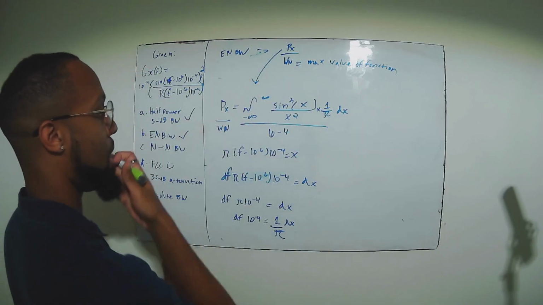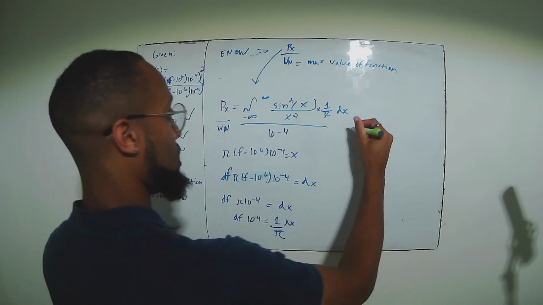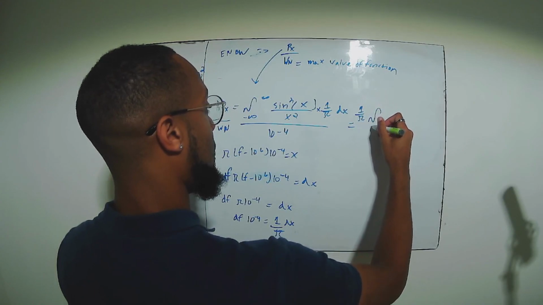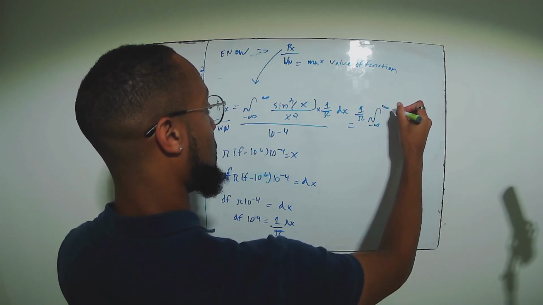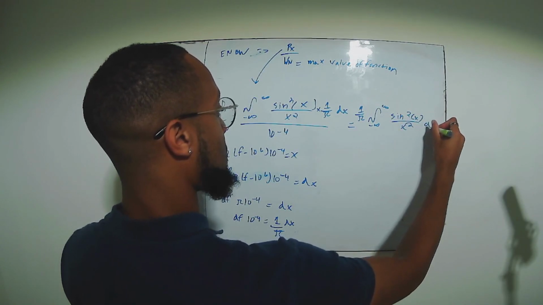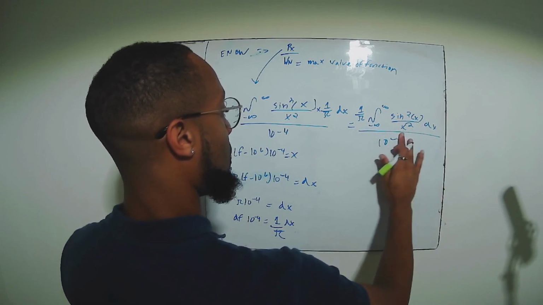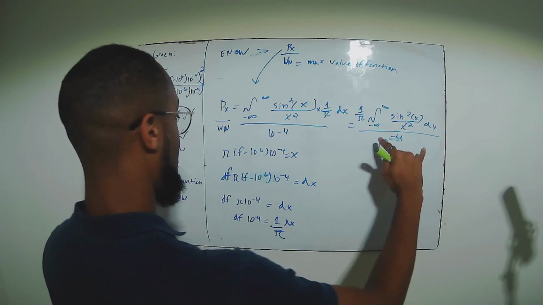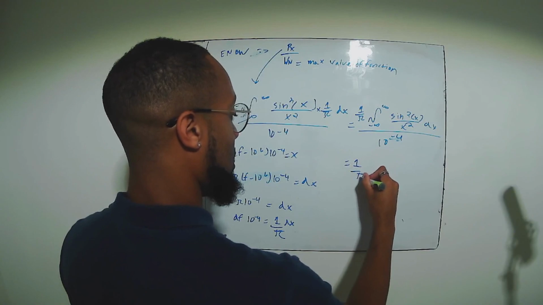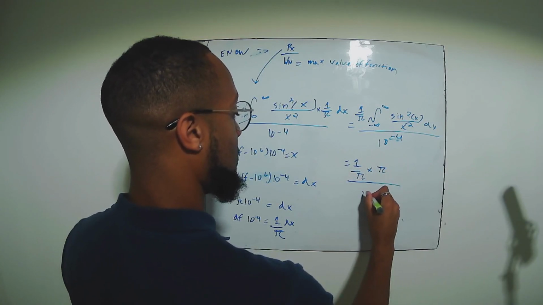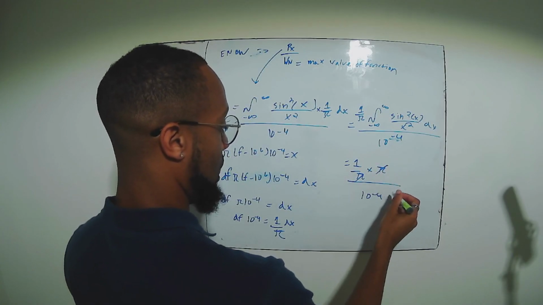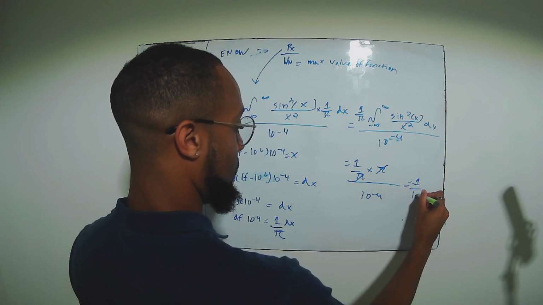We need to take this 1 over pi outside because it's not dependent on x. So what we end up with is 1 over pi times the integral from minus infinity to infinity of sine squared of x over x squared dx, divided by 10 to the minus 4. We know from earlier that this integral equals pi. So we get 1 over pi times pi divided by 10 to the minus 4. We have pi times 1 over pi, so those cancel, and we end up with 1 over 10 to the minus 4.